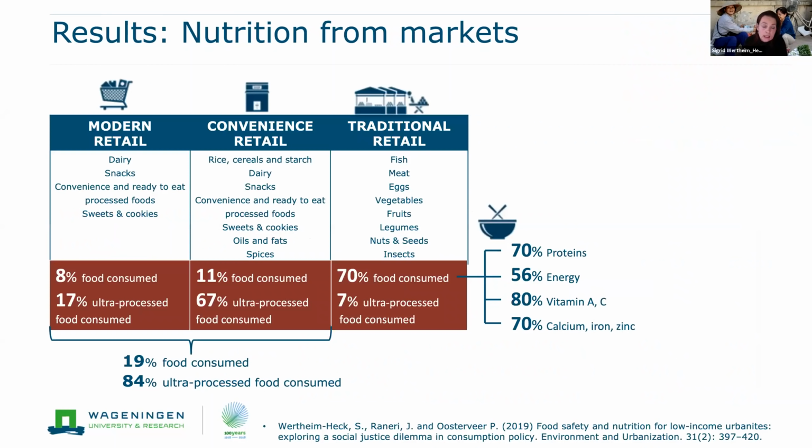So next, we also found out that most of the nutrition comes from markets. So it's not surprising that most of the foods consumed, 70%, originated from these traditional markets where most people are shopping. But what was quite striking is that of the ultra-processed food consumed, only 7% originated from these traditional markets, whereas 84% originated from modern retail outlets, as well as convenience stores, that only contributed in total to 90% of the food consumed.